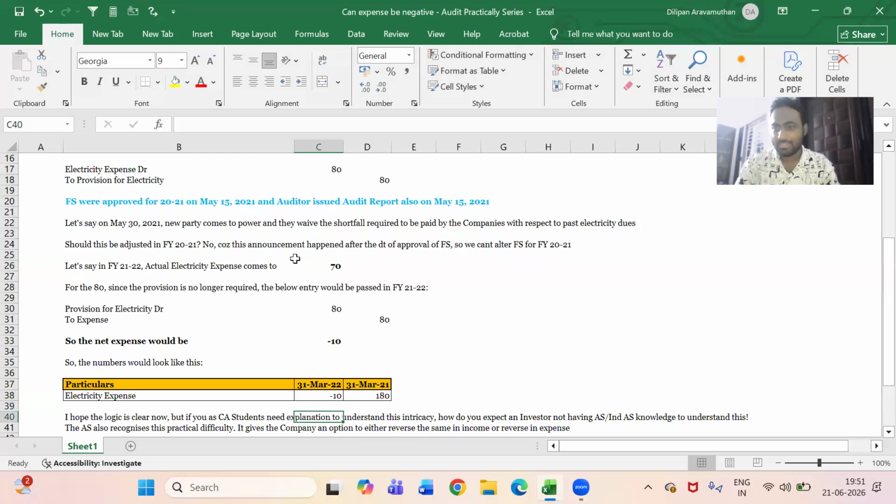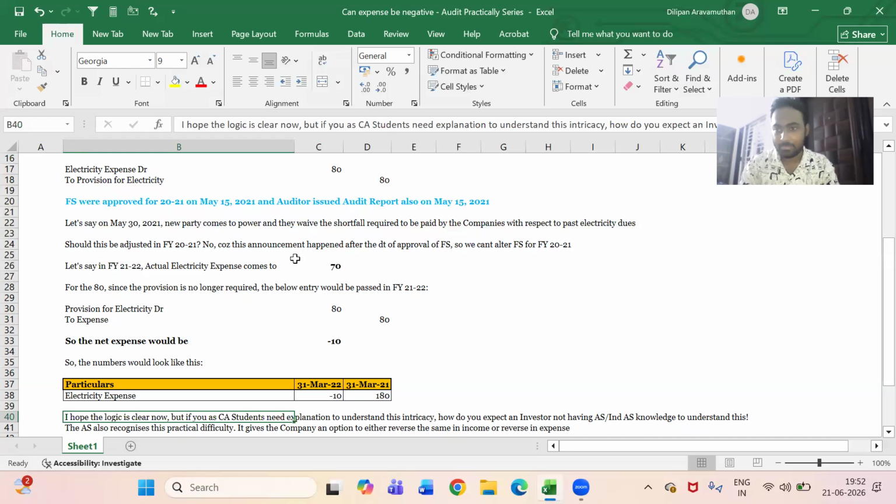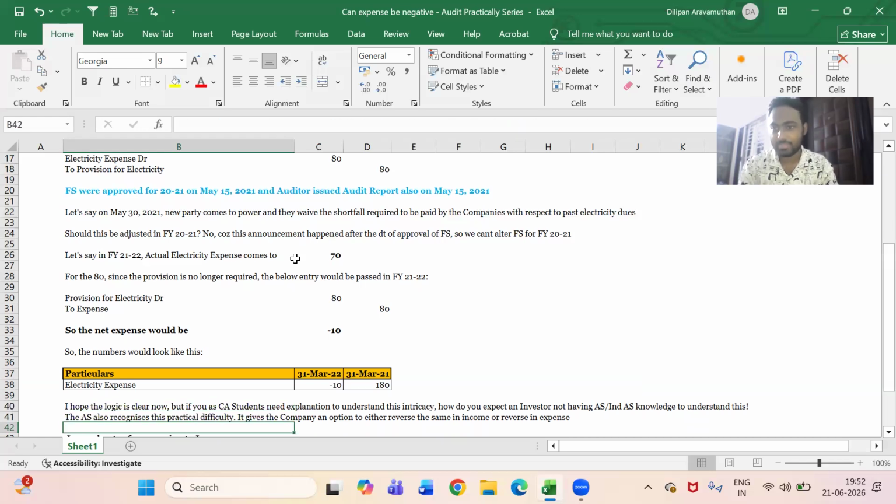But let's say it took some time for you also to grasp this, right? Let's say an investor who does not know AS or Ind AS, how do you expect him or her to grasp this immediately? So the standard recognizes this practical difficulty. Your AS 29 or Ind AS 37 says this approach is perfectly fine, no issues with regard to that. But there is an even better approach. You can follow either of these approaches. What I told you right now is the first approach. Let's just discuss what Ind AS 37 or AS 29 speaks about with regard to the second approach.